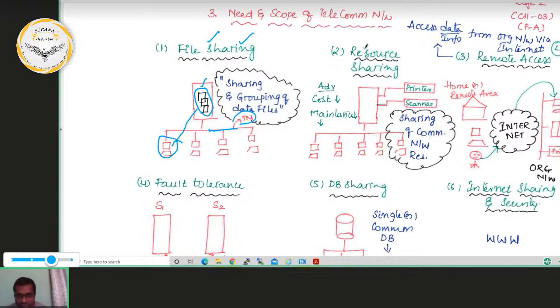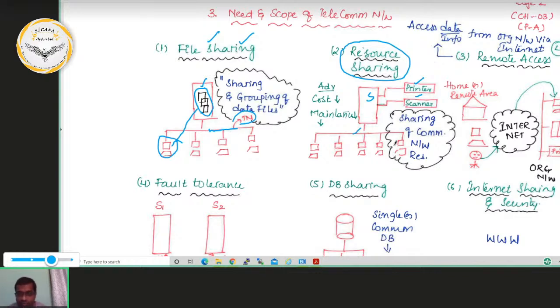The second one is called resource sharing. So the second advantage is resource sharing. What do you mean by resource sharing? Let us assume this is a server. I have connected a printer and scanner to the server, and using the telecommunication network, we have so many clients which are connected.